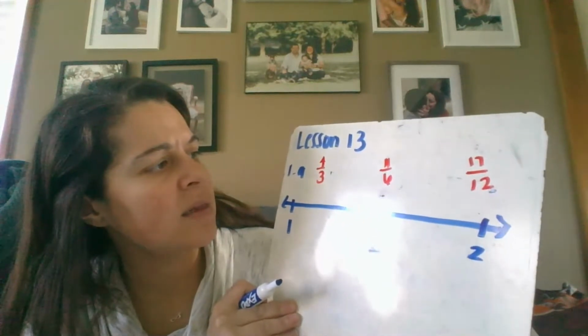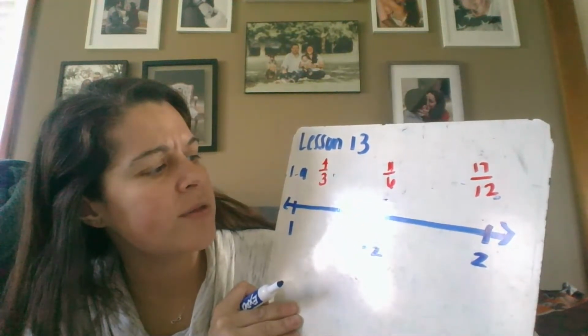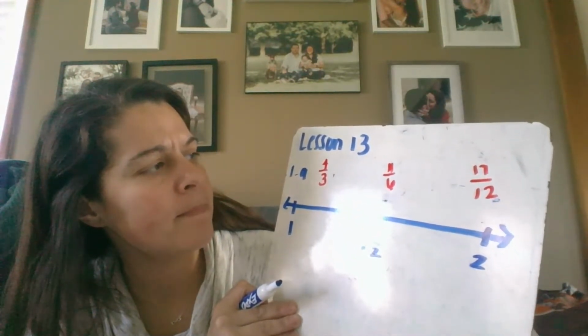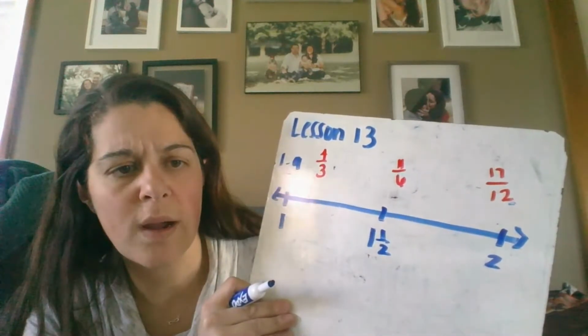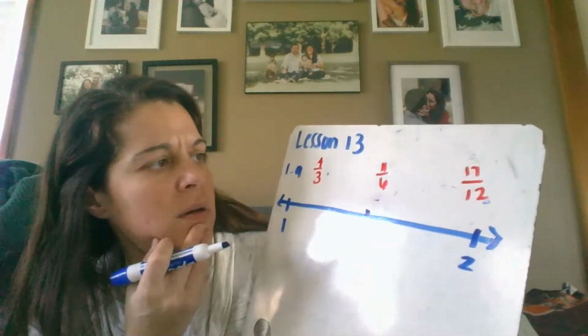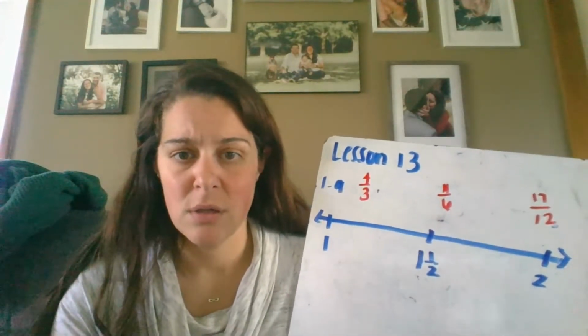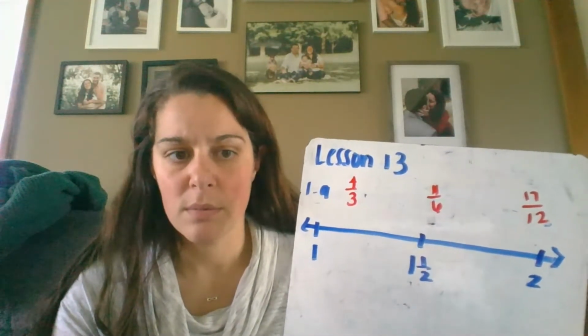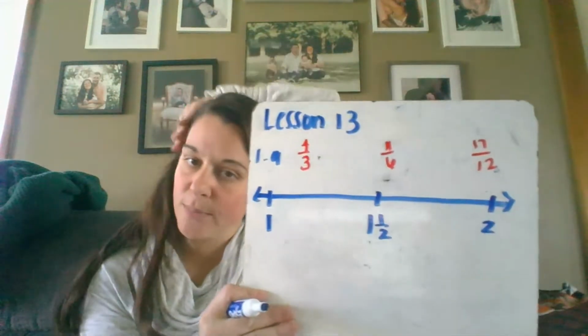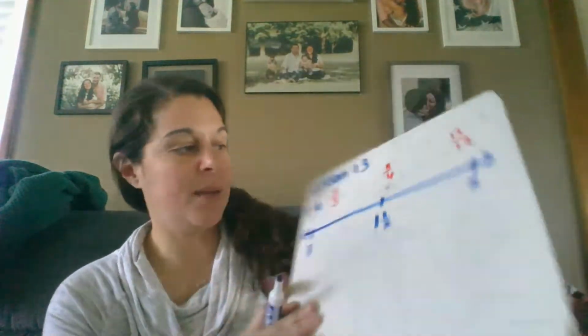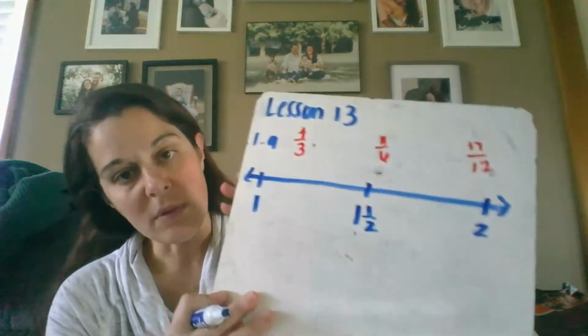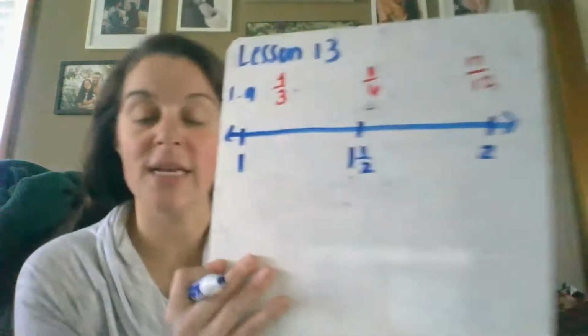4/3, 11/12, and 17/12. All of the numerators are bigger than the denominators. What does that mean? They're improper. Perfect. You got it. Improper. However, that's a totally different lesson, so I'm not going to get into that now.